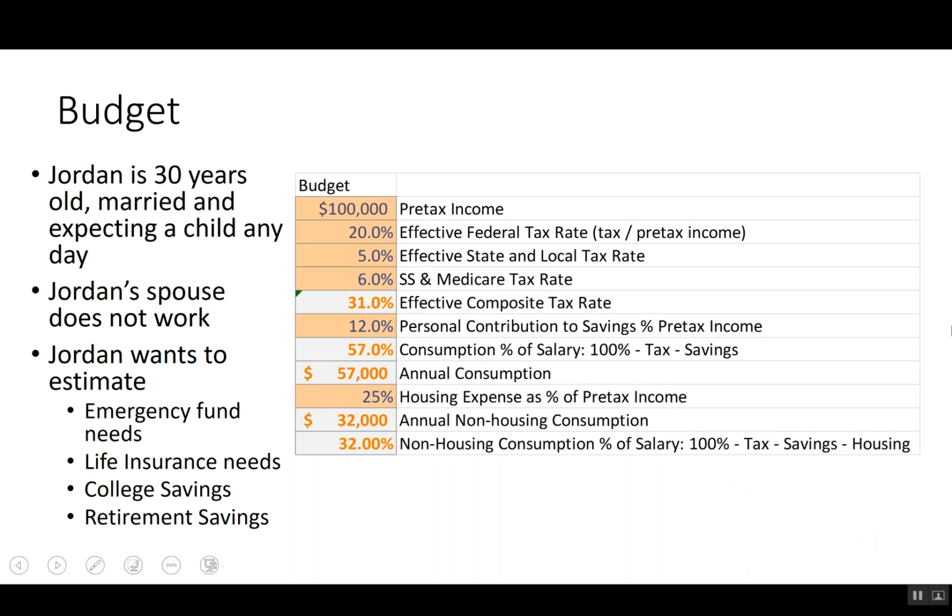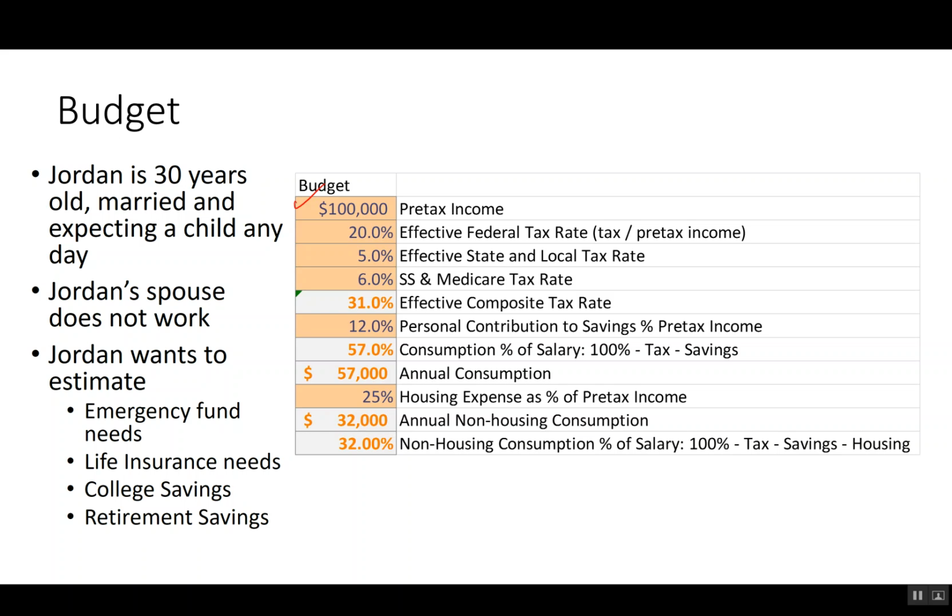In this topic, we're going to talk about personal finance, and we're going to use an example of Jordan. Jordan is 30 years old, married, and expecting a child any day. Jordan's spouse does not work, and Jordan wants to estimate their emergency fund, how much life insurance to get, college savings, and retirement savings. And here's a preliminary budget.